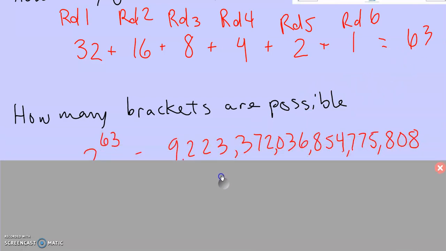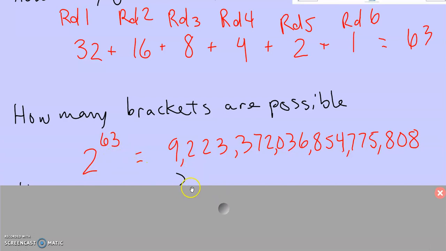So to count that, you actually do 2 to the 63rd power, which is this really, really big number. It's so big, in fact, that your calculator can't even display it all. I had to use the internet to look up what this value was. But if you think about how big this number is, this is a ridiculously big number. These are thousands, millions, billions, trillions, quadrillions, quintillions. There's over 9.2 quintillion possible brackets that can be made. Okay, that's so many.